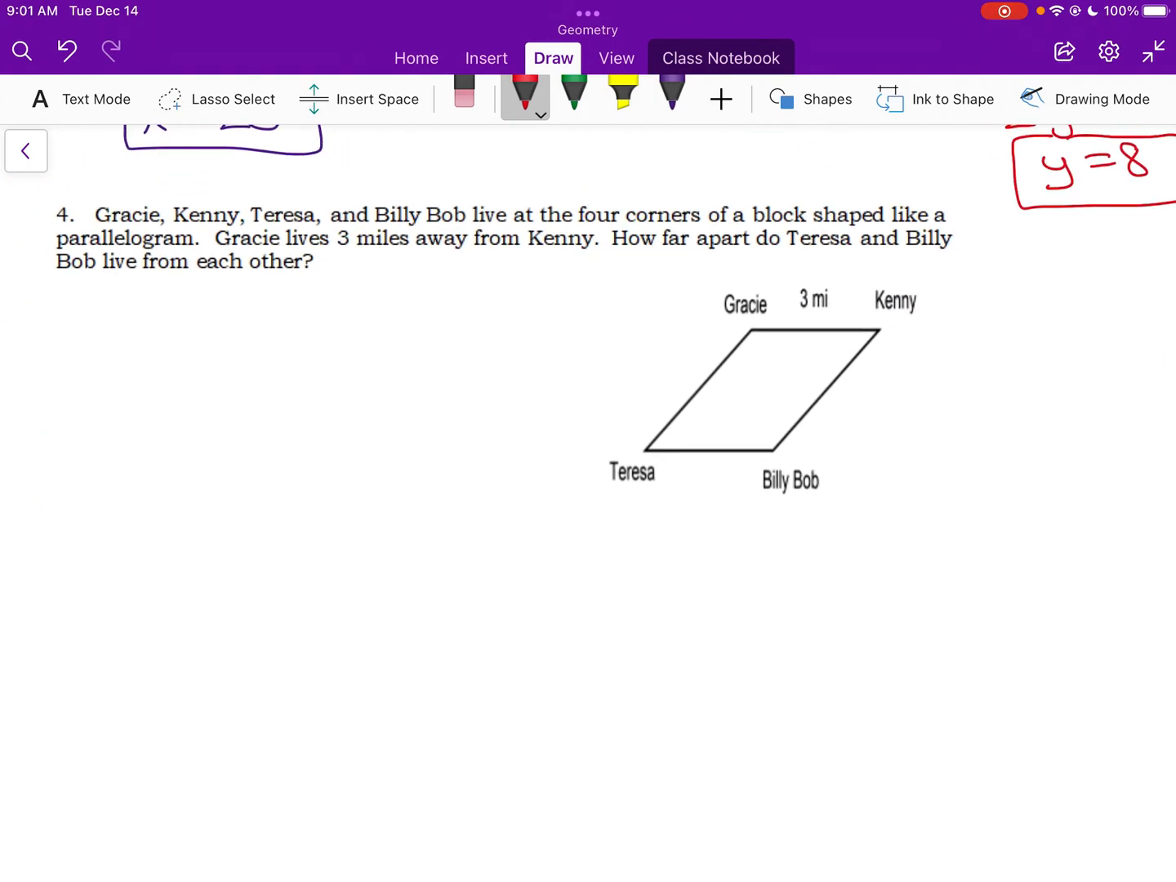Okay, next, because it's not a complete lesson without a word problem, we have some generic names here: Gracie, Kenny, Teresa, and Billy Bob, living at 4 corners of a block shaped like a parallelogram. And that's so convenient that it's a parallelogram, just engineered right into the neighborhood there. Gracie lives 3 miles from Kenny, so this is the distance that's given to us. And we want to see how far apart Teresa and Billy Bob live. Bless Billy Bob's heart. Can you imagine having a name like that? We know these sides are opposite one another, so they have to be congruent. So this would also be 3 miles here.